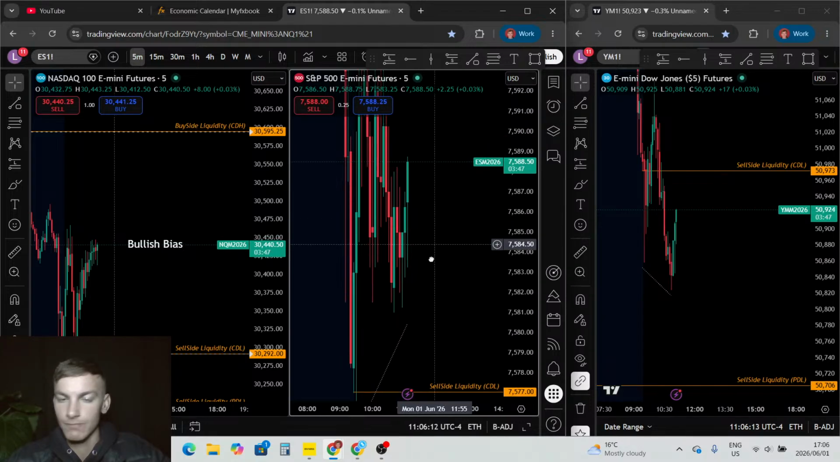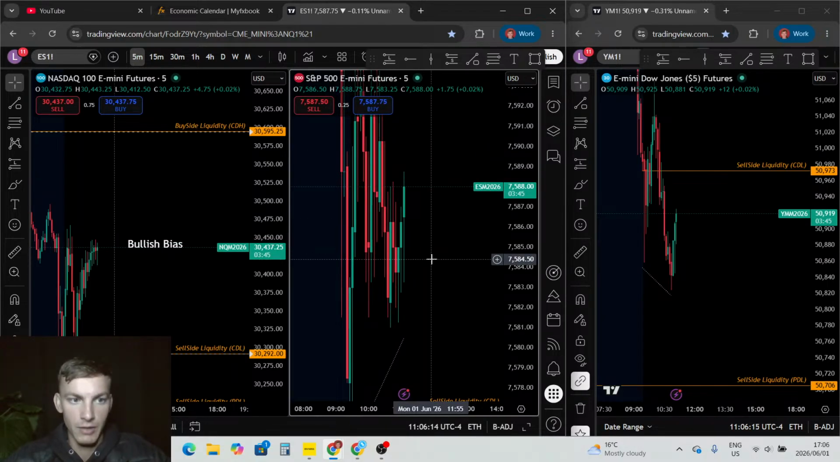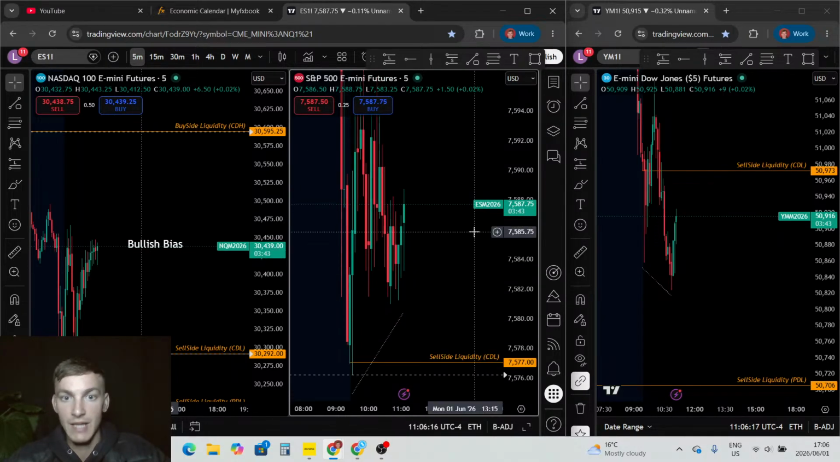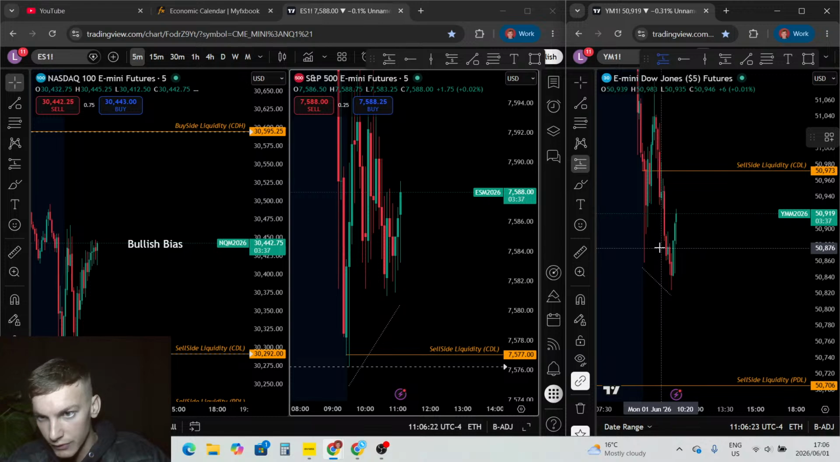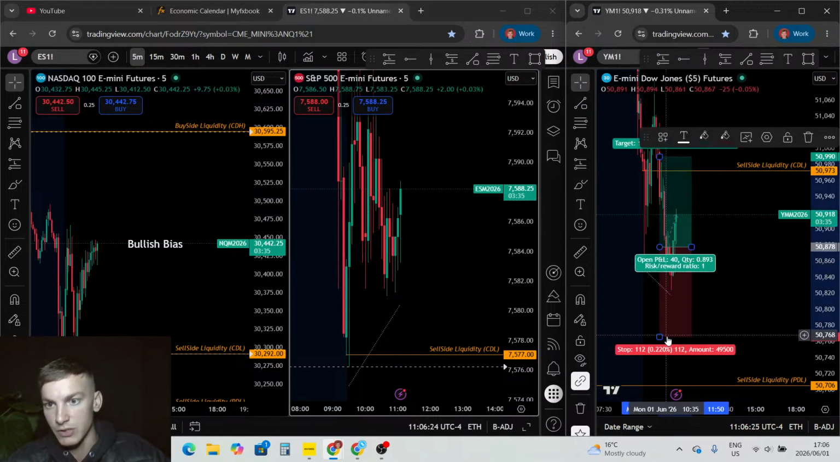It is what it is when it comes to a numbers perspective, okay? And that is absolutely fantastic. So I will be looking to take a long on the Dow Jones. We do need to, however, see a retracement back into this specific order block.